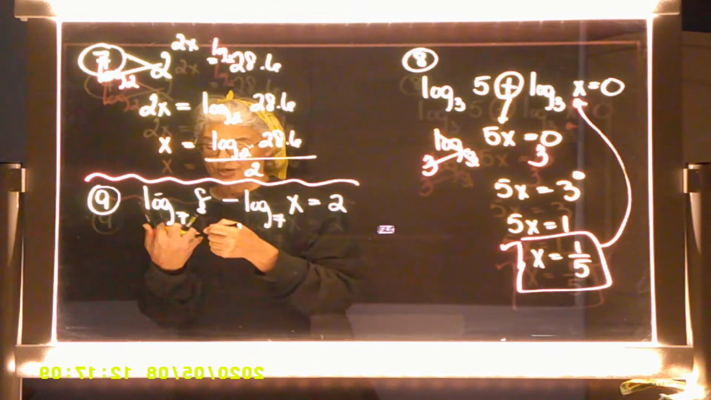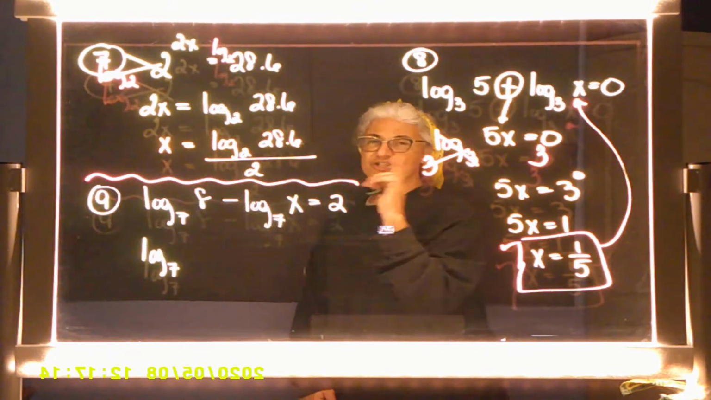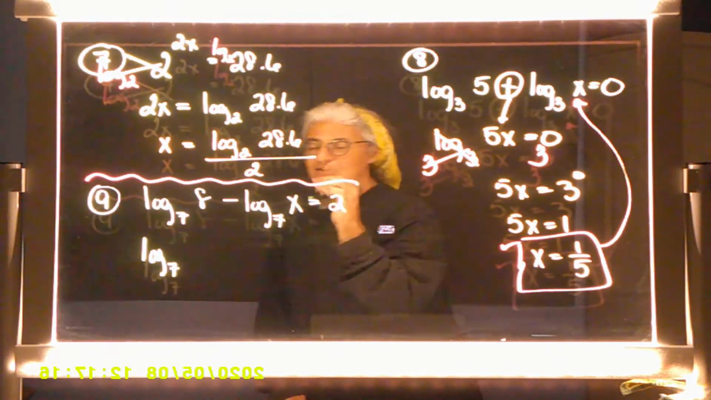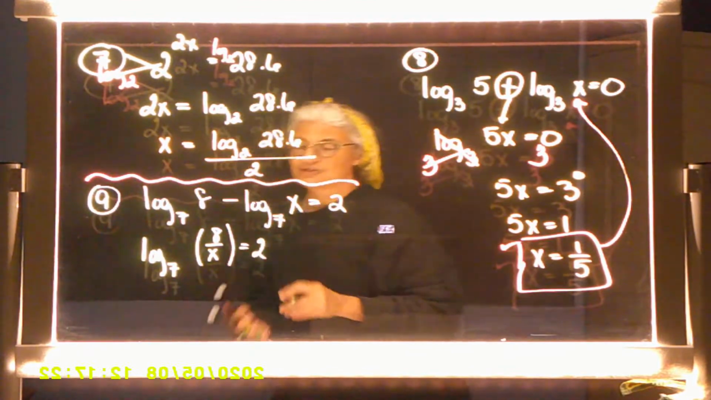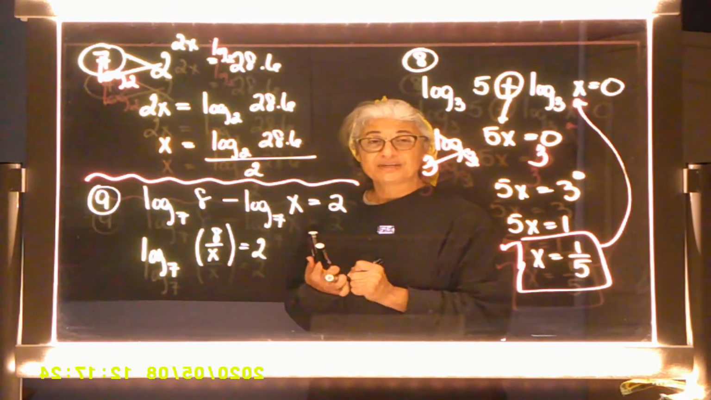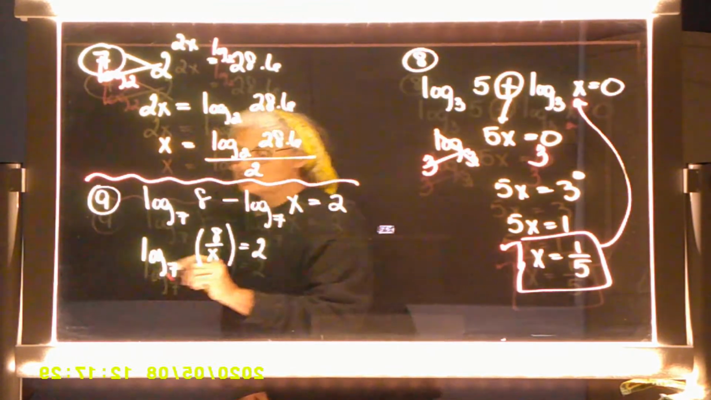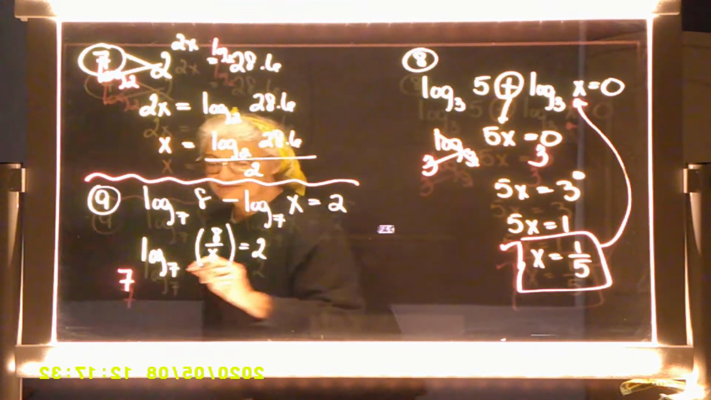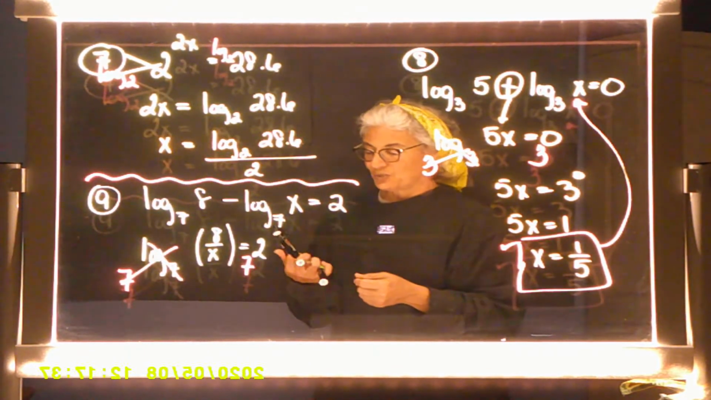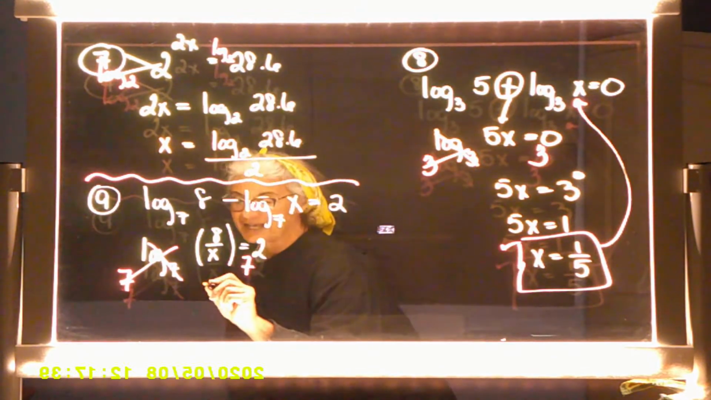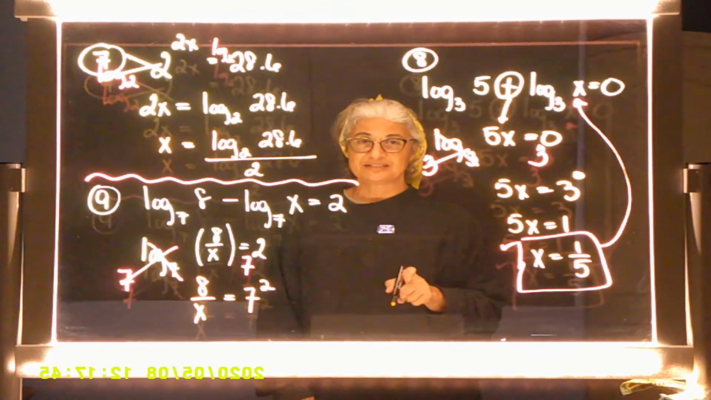And I get to write log base 7. Now, subtraction recombines to what? Good, I heard you. Division. So that's 8 over x, isn't it? Equaling 2. And now we get to get rid of a log base 7 by using exponential base 7. So I need an exponential base of 7 on both sides, which cancels this guy, doesn't it? Which will leave me 8 over x equaling 7 squared, right?